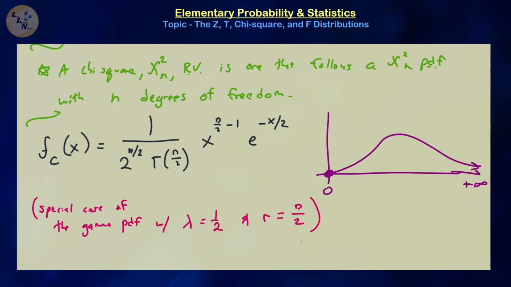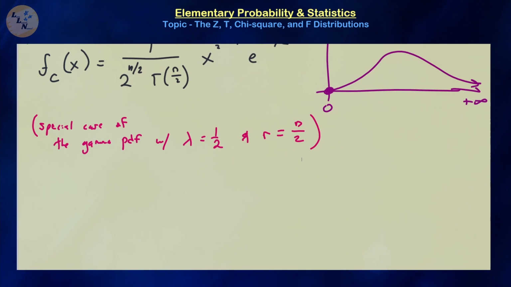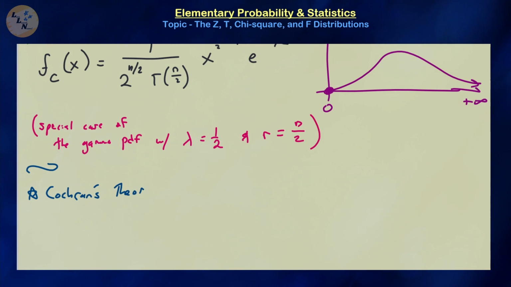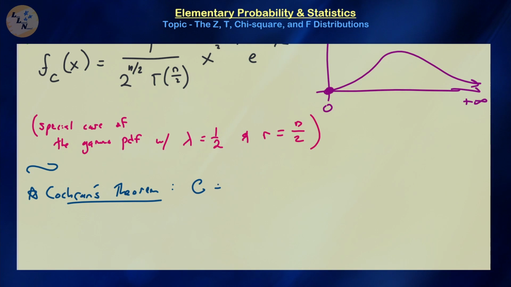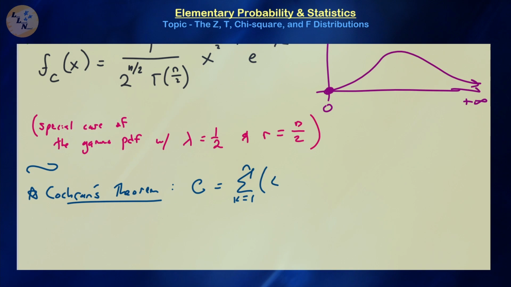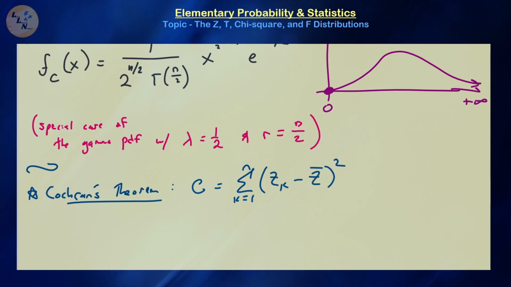Now there is a theoretical property that the chi-square random variable has, and this is called Cochran's theorem. I'm not going to go through the proof of this or its applications, so let's just take it as fact for now. And it says that if we define the variable c to be equal to the sum from k equals 1 to n of zk minus the average of zk, squared. So what is this?